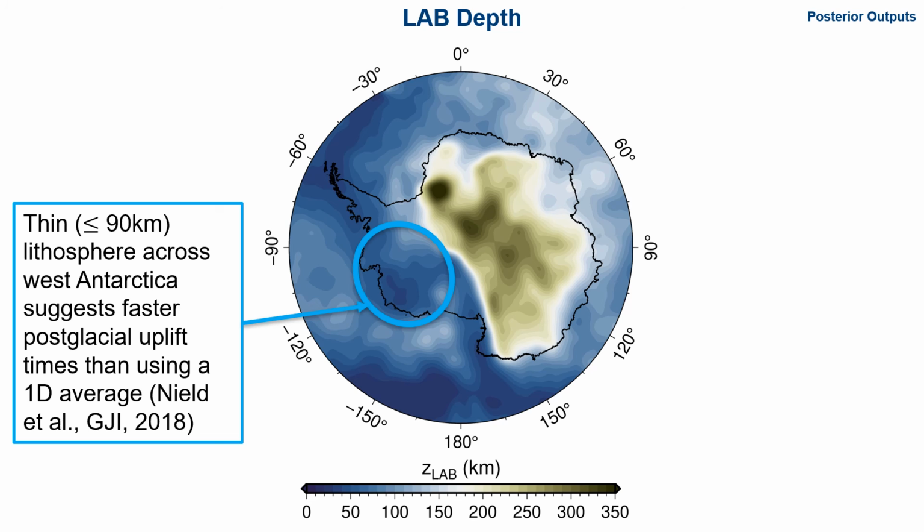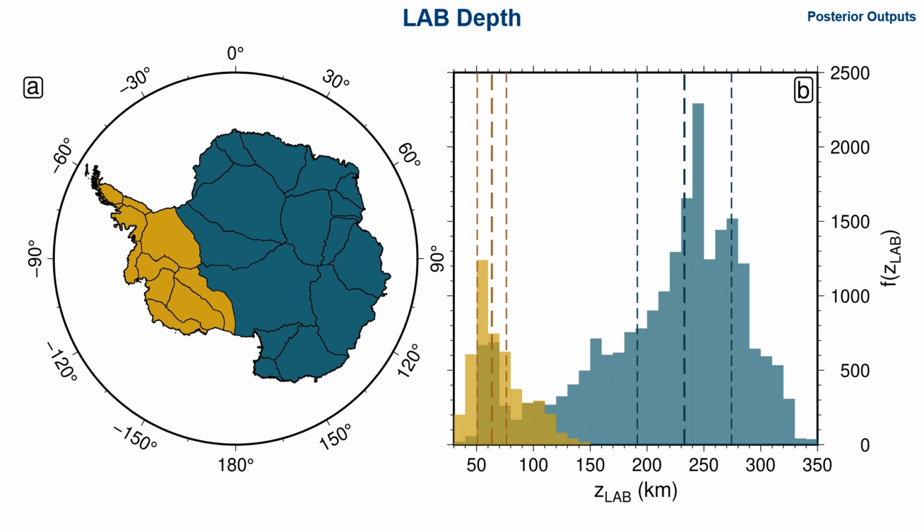By dividing the continent into West and East Antarctica according to the divide of drainage systems, we can look at the distribution of LAB depths between each side of the continent. We find spatially averaged LAB depths of 230 plus or minus 40 kilometers beneath East Antarctica and 60 plus or minus 10 kilometers beneath West Antarctica.